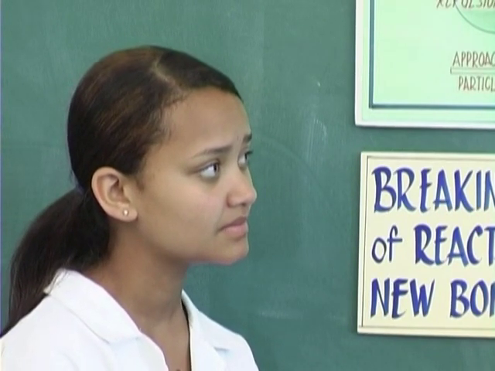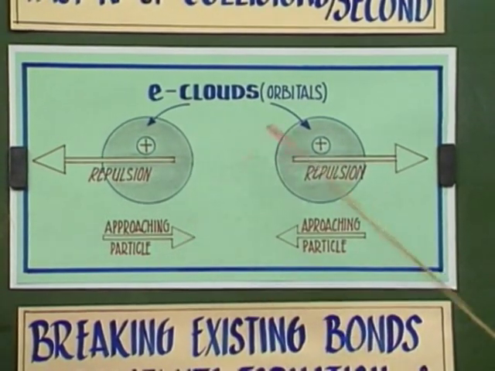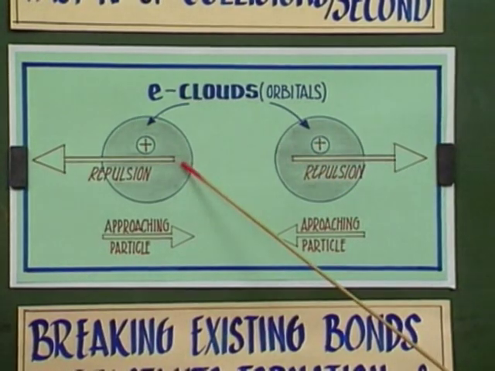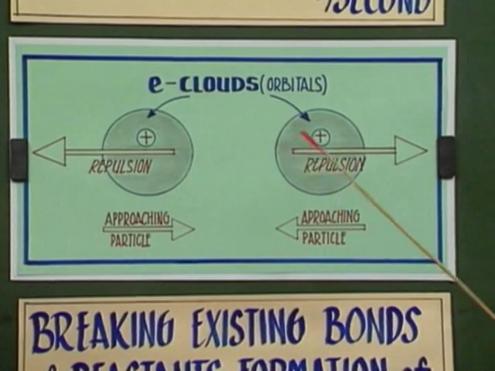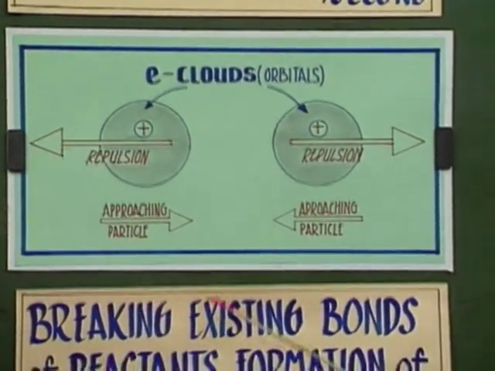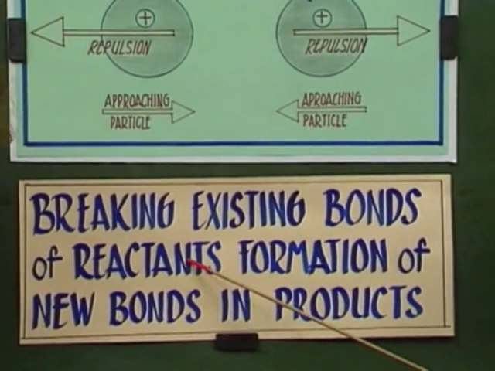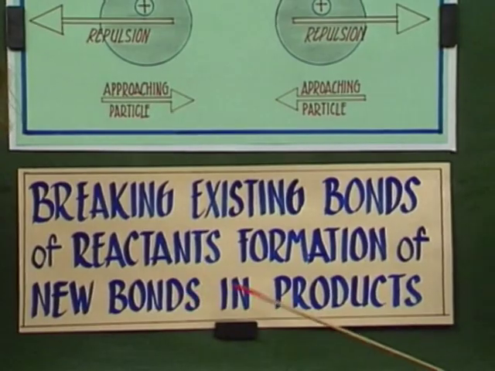Yes, if the combined kinetic energy of the two approaching particles is large enough for the electron clouds' repulsion to be overcome, then these electron clouds will overlap, causing a rearrangement of the electron structures, which can lead to the breaking of existing bonds of the reactants, and at the same time, formation of new bonds in the products.